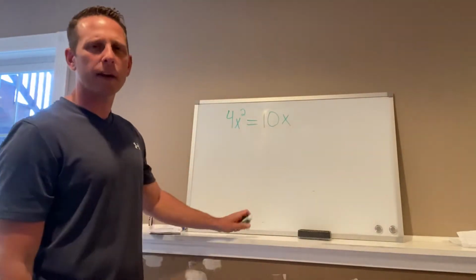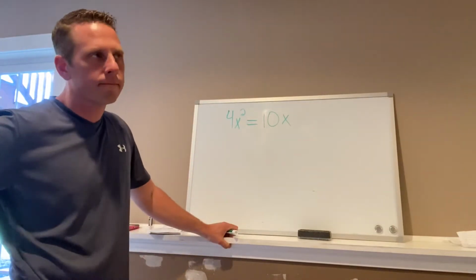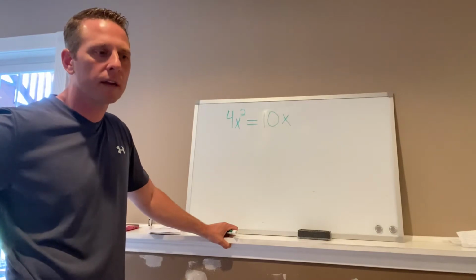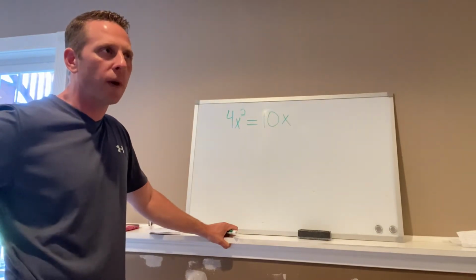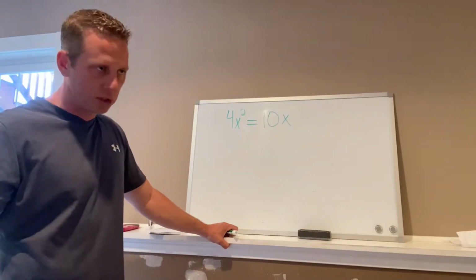Why is this a quadratic equation? Right. Squared. Second degree. Quadratic. How do we solve a quadratic equation by factoring? What's the first step? Set it equal to 0.